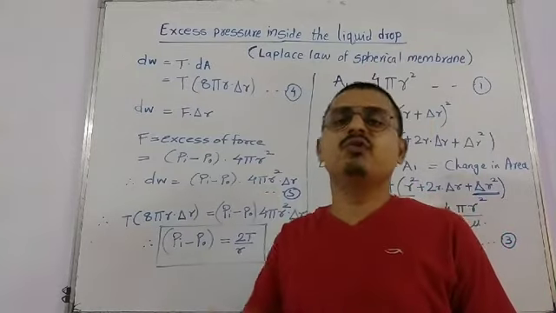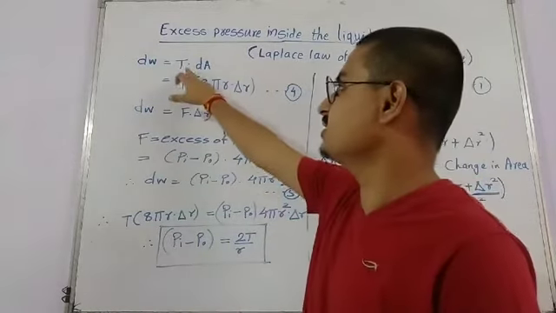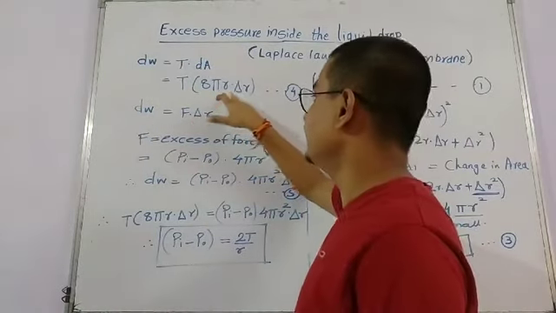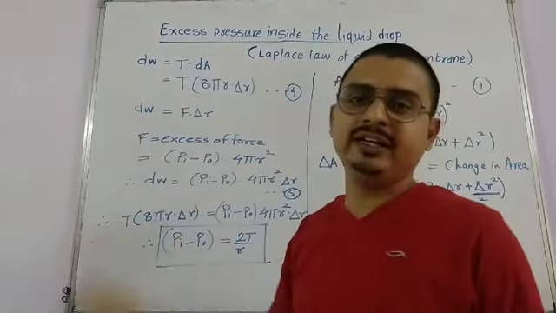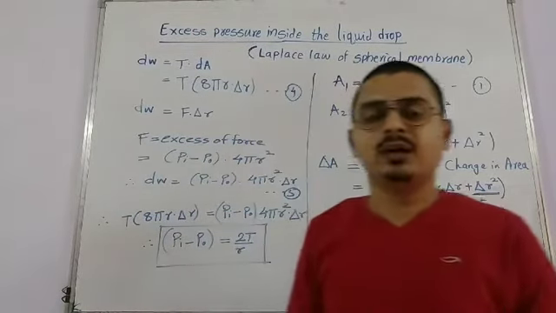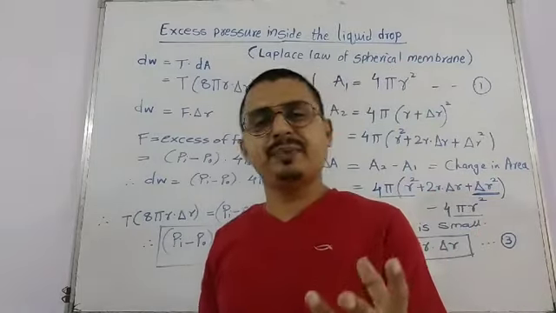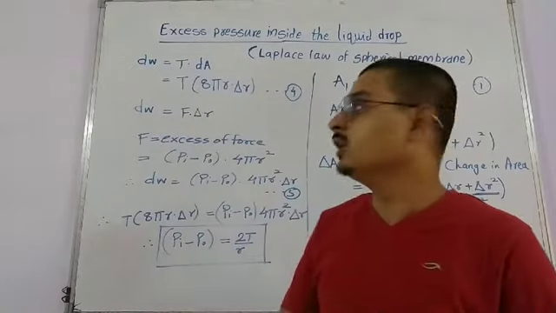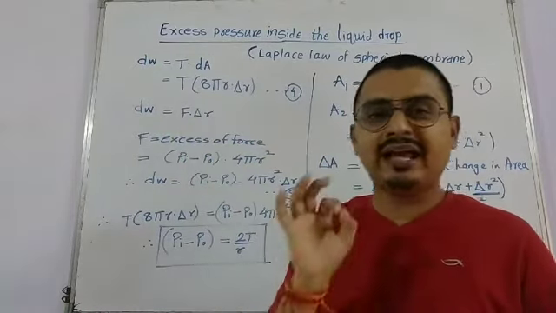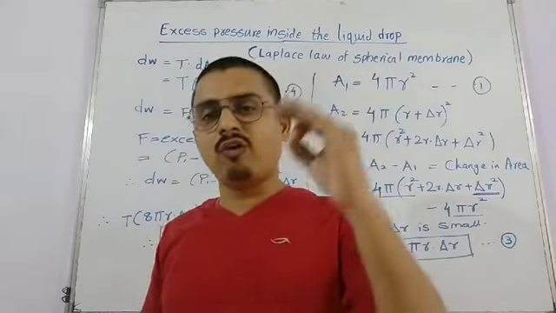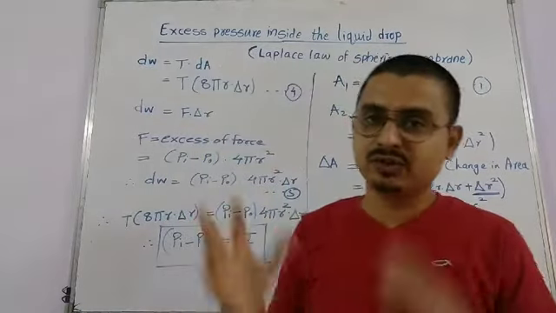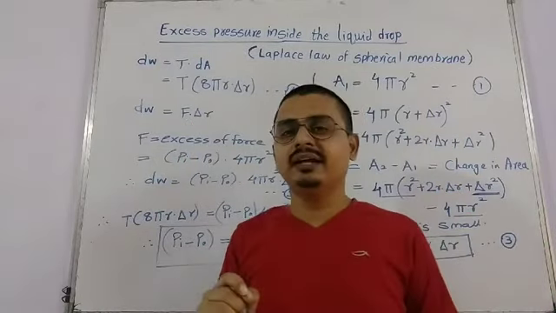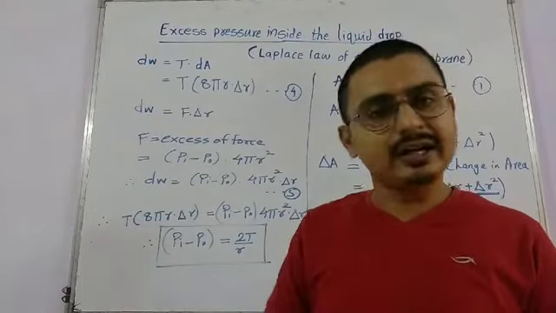So this work done is equal to the product of surface tension into change in area. So we have taken T into 8 pi r delta r. We have noted it as equation number 4, where T stands for surface tension. Force into displacement is also a work done, because another formula of work done is force into displacement. So here F into dr, where F stands for excess of force for the expansion of the drop, and delta r is the change in radius, because this displacement is in terms of radius, that is radial displacement.